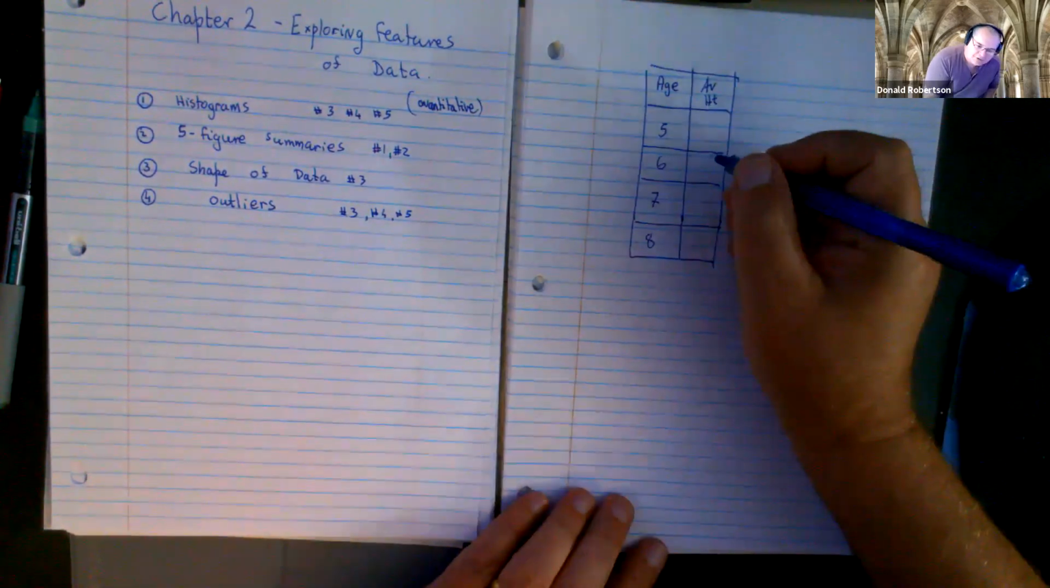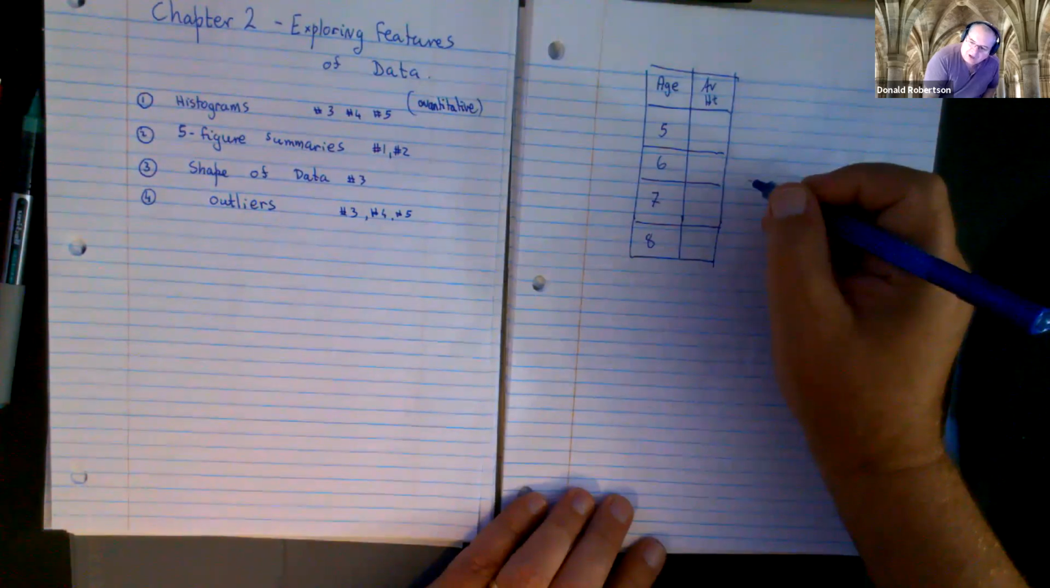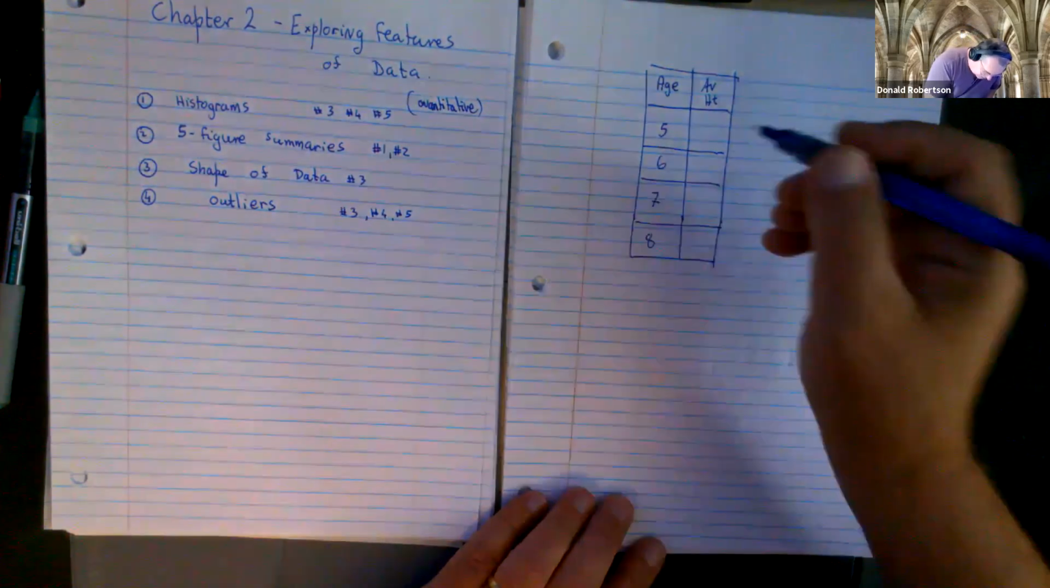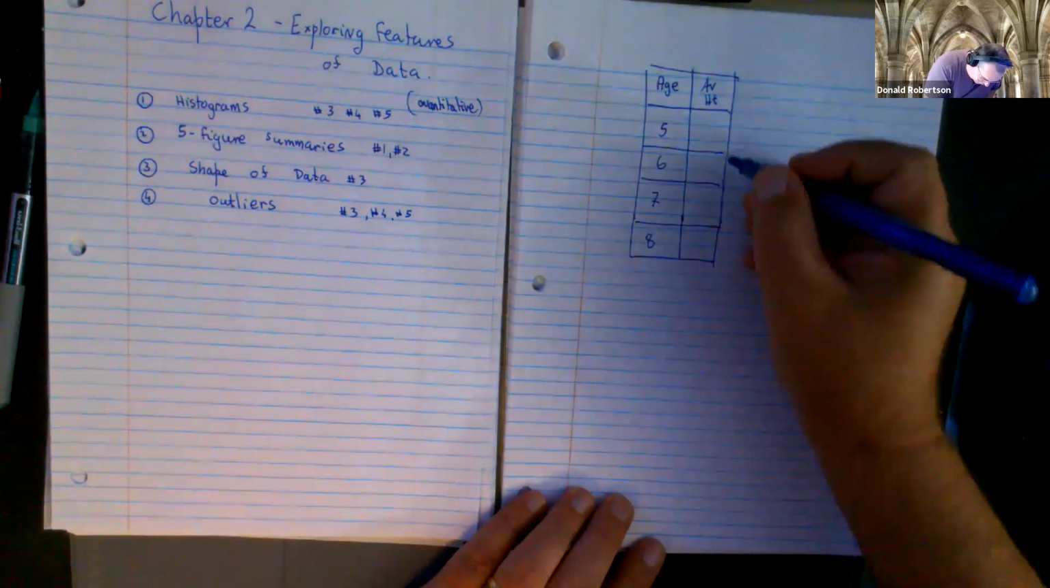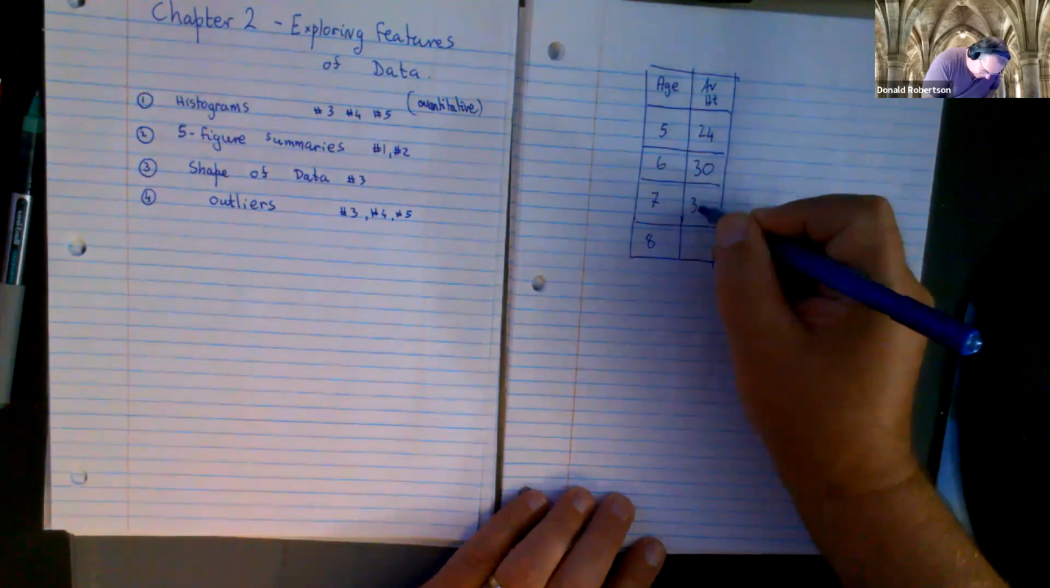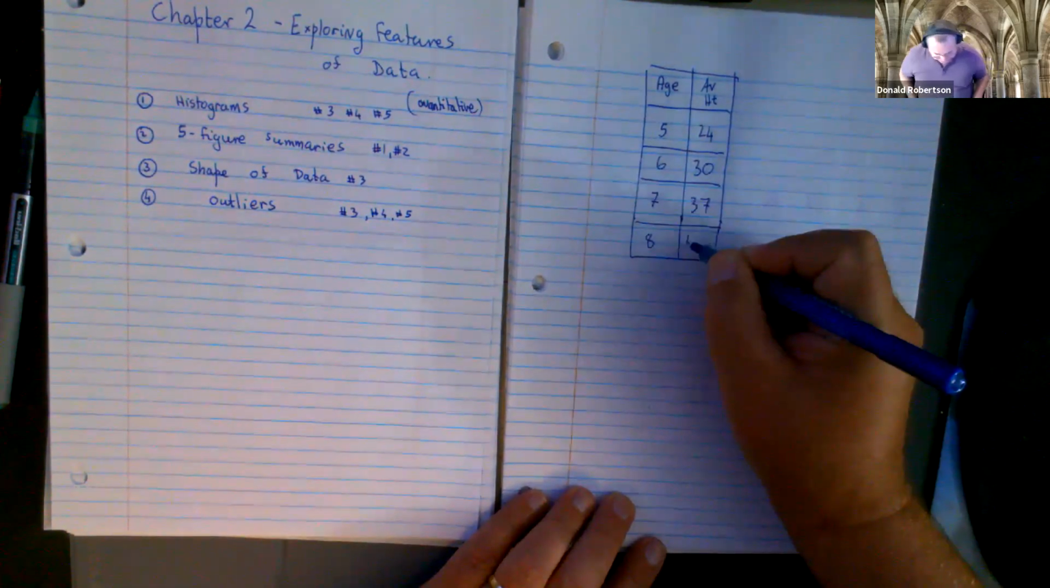I have no idea what a 5-year-old is, so I am making this data up totally. So if it's weird, just pretend it's right. So the average 5-year-old is 24 inches, and these guys are 30, these are 37, and these are 42, right?